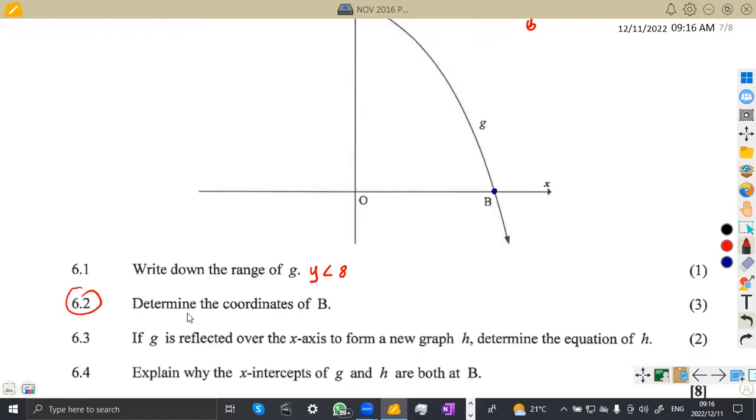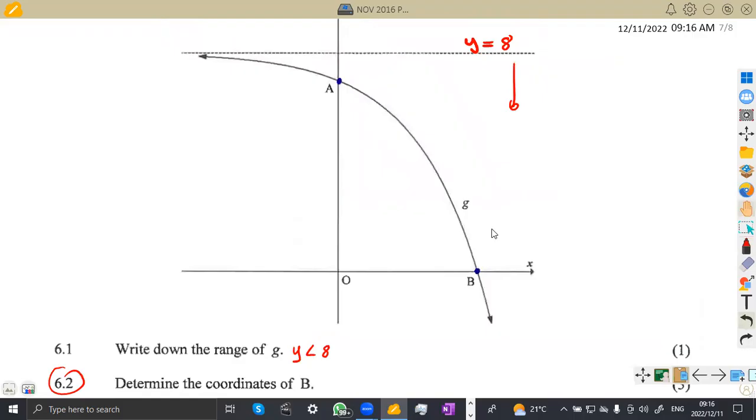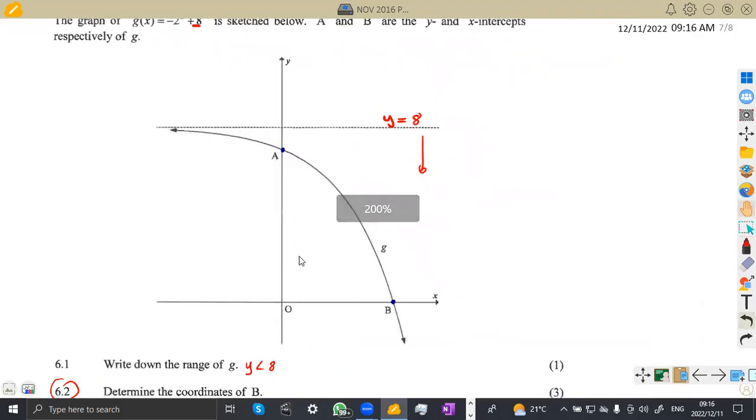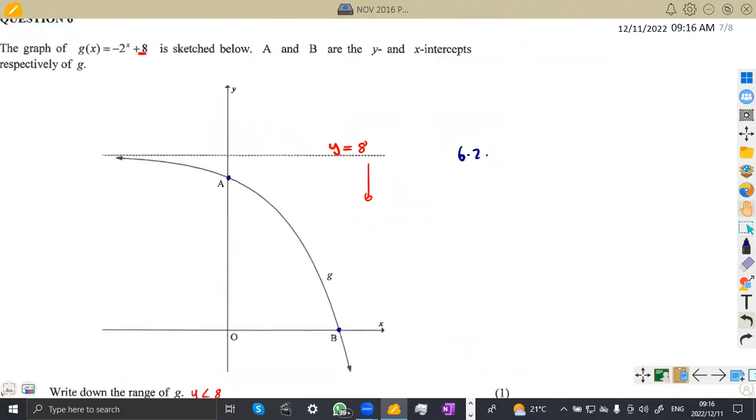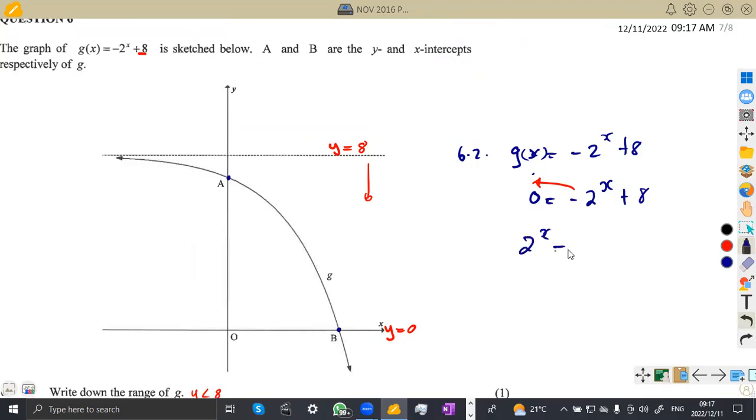On 6.2, determine the coordinates of B. We need to find the coordinates of B, and B is the x-intercept. So we are given our function g(x) = -2^x + 8. We know that on the x-axis, y is equal to 0. Using this, we can substitute 0 in place of y: 0 = -2^x + 8. As you can see, that's a normal exponential equation, where we can transpose the minus so that it is positive this side. So 2^x = 8.